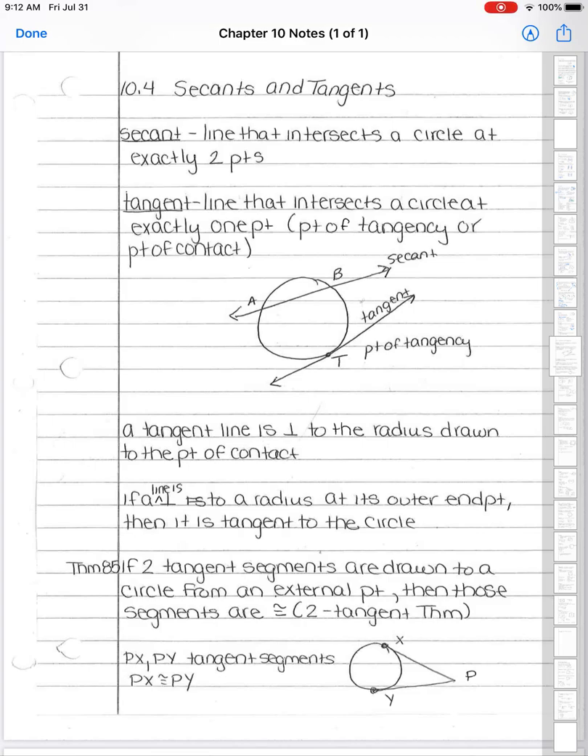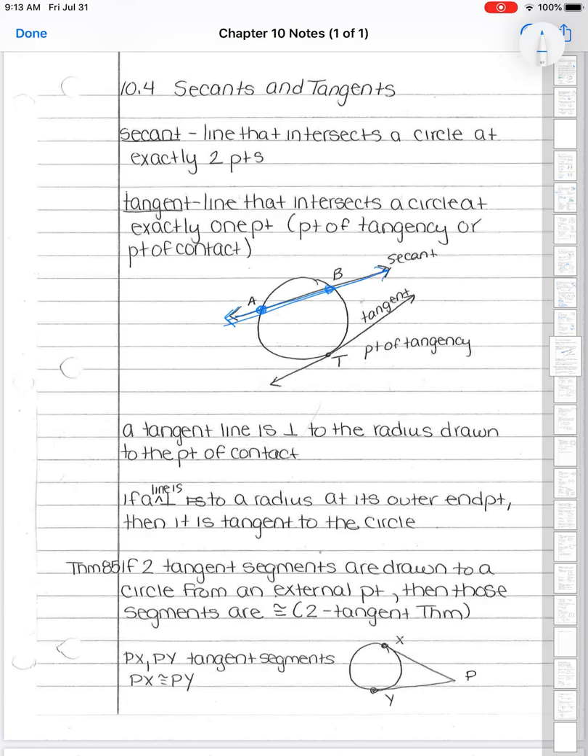So 10.4 is going to talk about secants and tangents. So a secant is a line that intersects a circle at exactly 2 points, which means in order for that to happen, it's got to go through the circle itself. So it intersects at 2 points, A and B right here.